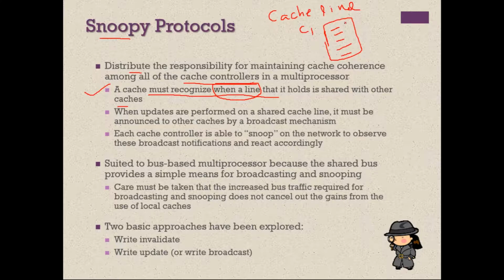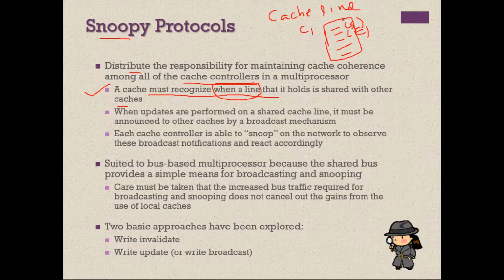Okay, if it is shared, let us call it as S (yes). If it is not shared, then we will call it as E. E means exclusive. Exclusive means only this cache contains this line. Shared means it is not exclusive, it is shared with many others also.